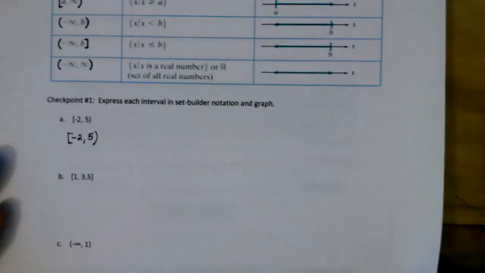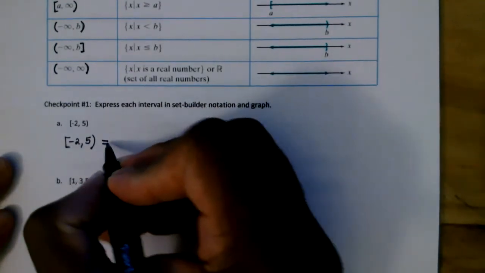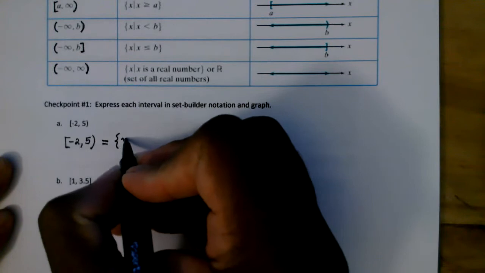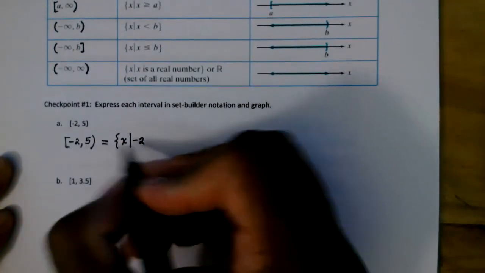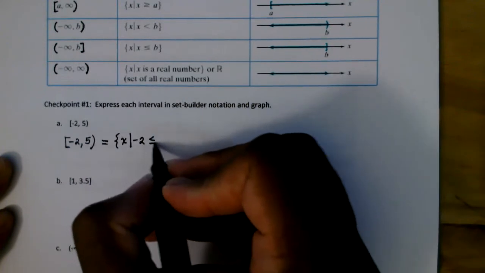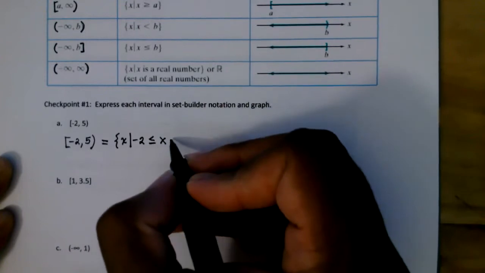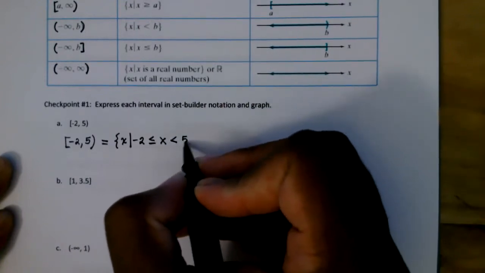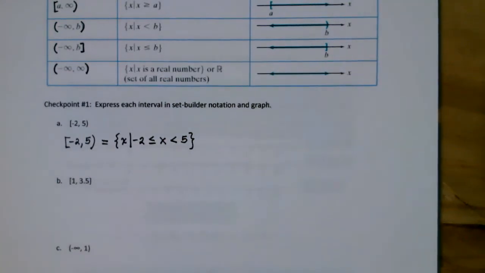Okay. So here's the set builder notation for that. The set of all x such that -2 has the bracket, so it's going to be less than or equal to. x will be in the middle, but the 5 has the right parentheses, so it's just strictly less than 5. So that is the set builder notation for this.